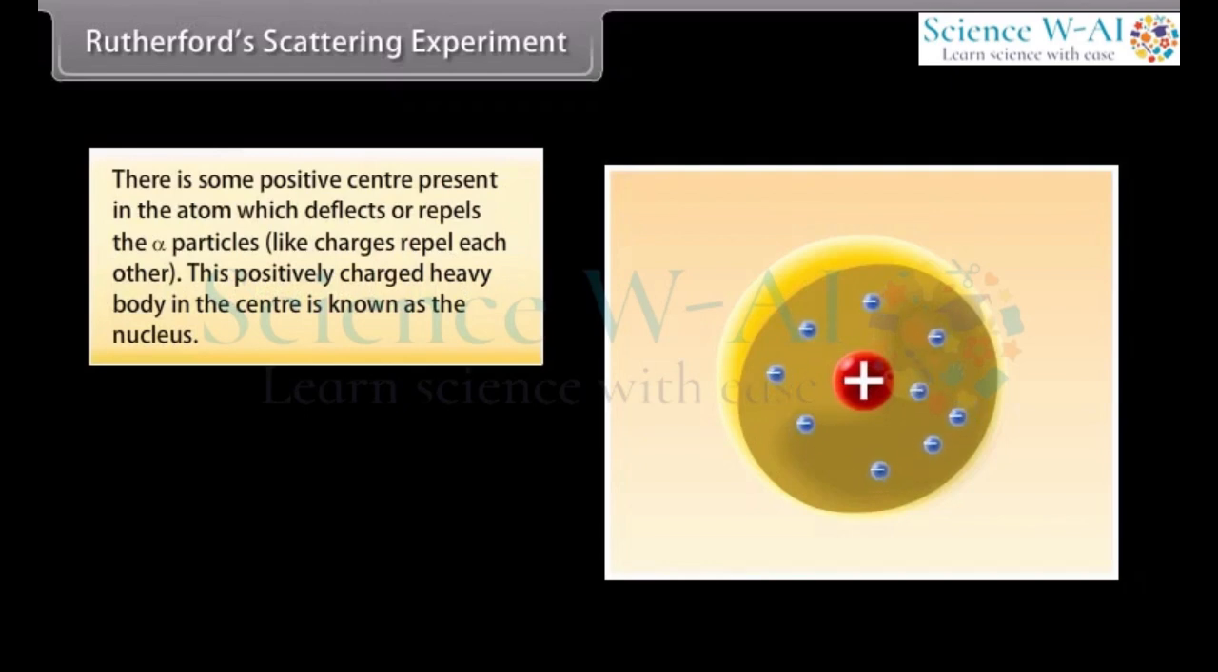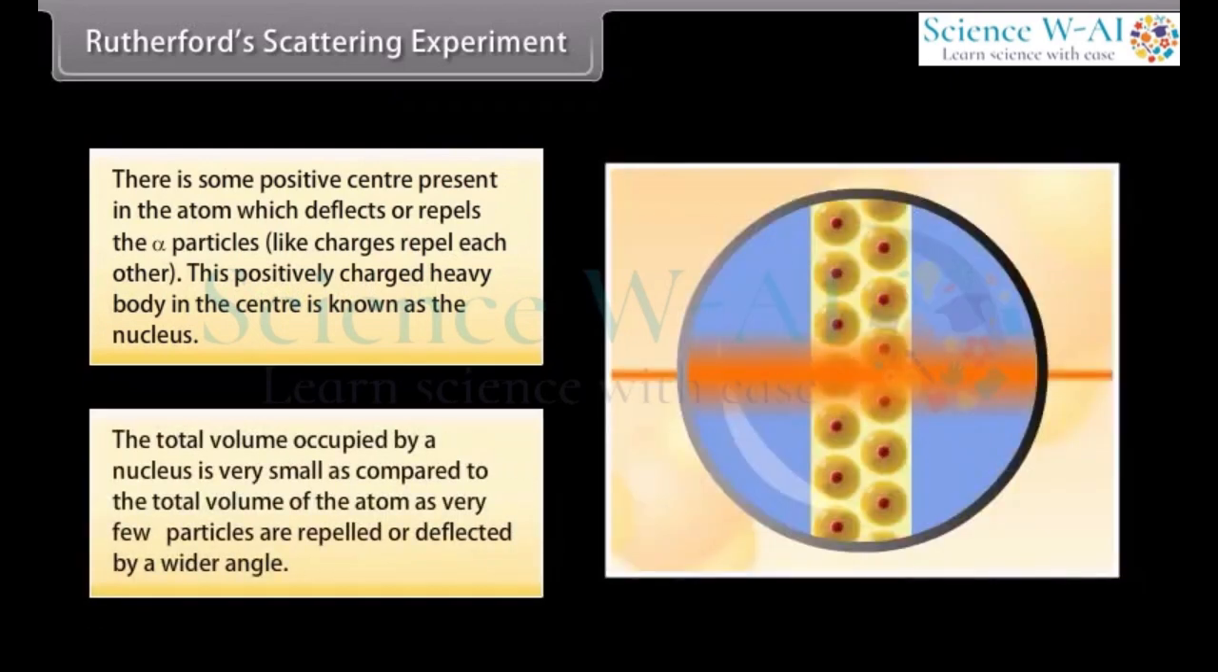This positively charged heavy body in the center is known as the nucleus. 3. The total volume occupied by a nucleus is very small as compared to the total volume of the atom, as very few particles are repelled or deflected by a wider angle.